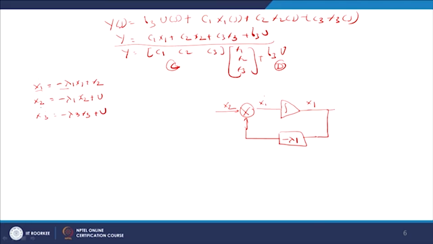Now, about the second equation: x2 dot equals minus lambda 1 x2 plus u. So, here again we have to use one integrator. I am using one integrator here, and because of this integrator we will show x2 dot, and now here I am using a summation block again. So, x2 dot equals minus lambda 1 x2 plus u. Now, about the third, x3 dot equals minus lambda 3 x3 plus u, which means here also we have to use another integrator. So, here I am showing an integrator like this, and here is another integrator and summation block.